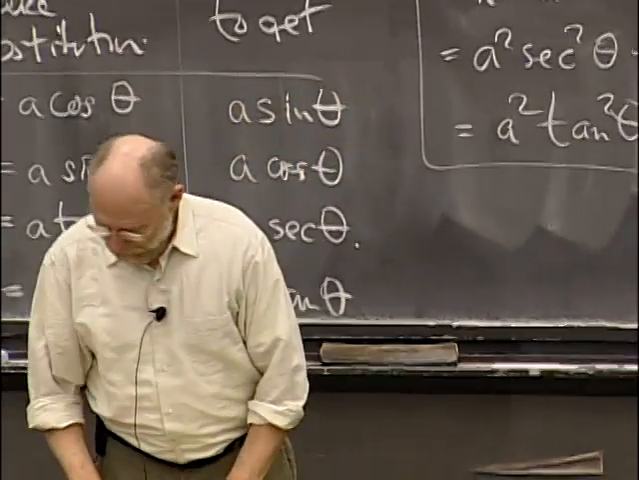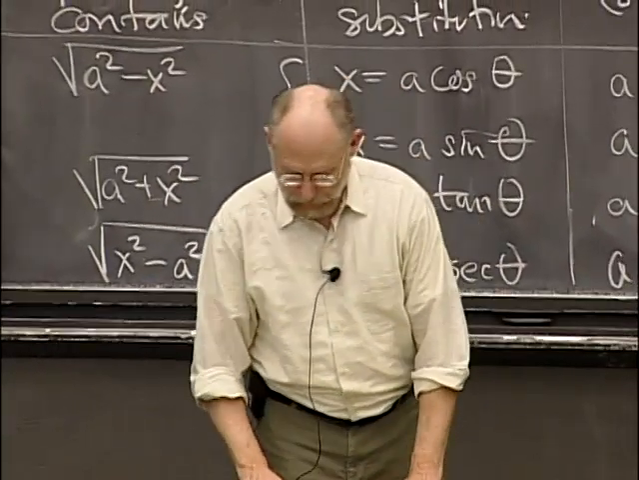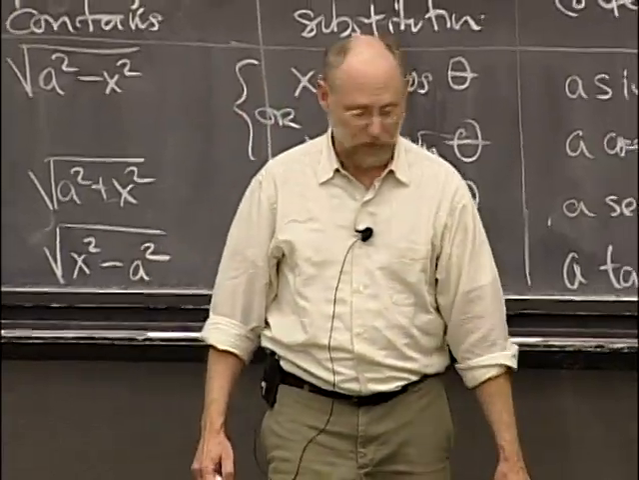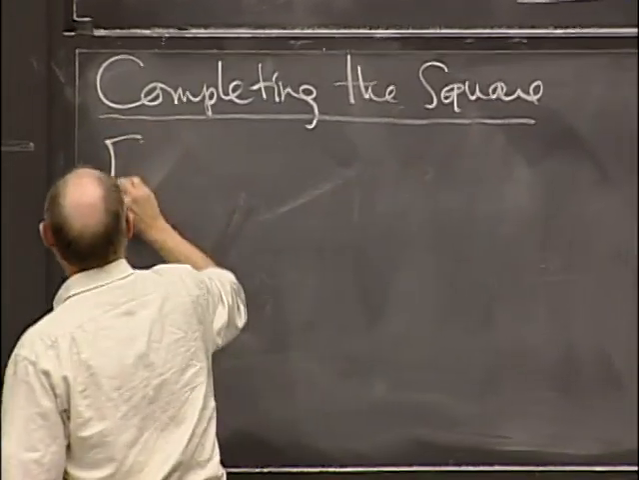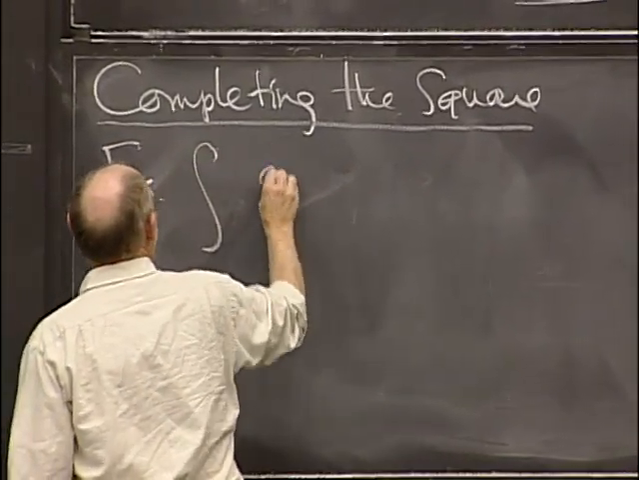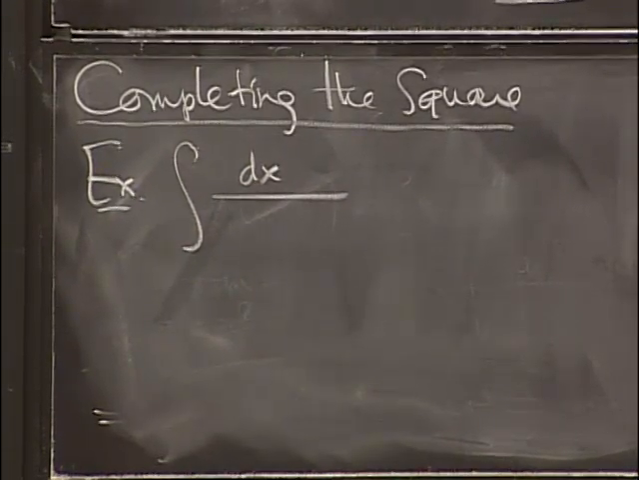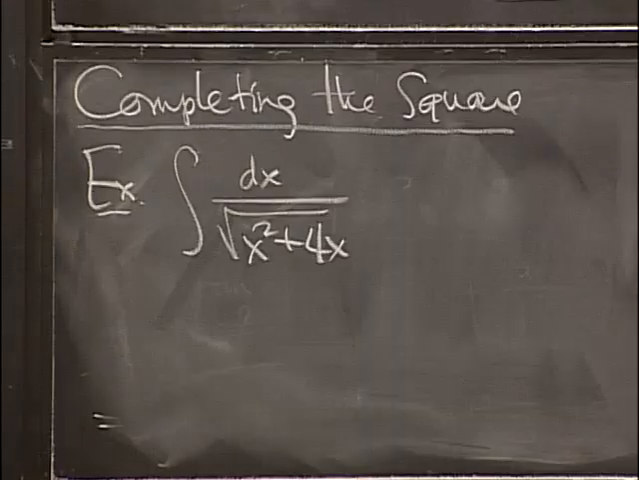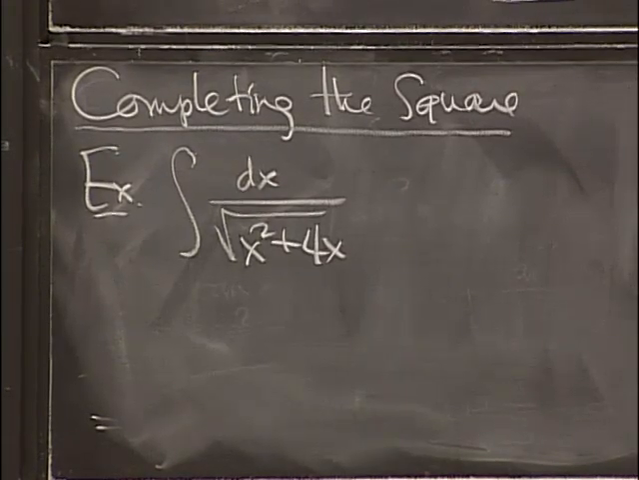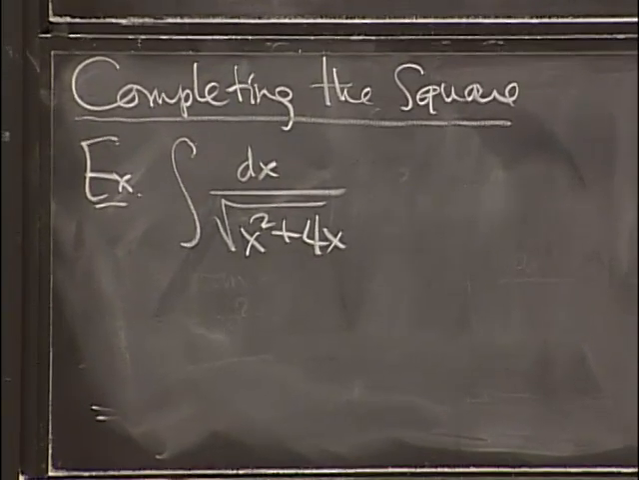I don't actually have time to show you an example of how this comes out in a practical example, but it does happen quite frequently. And so I want to show you how to deal with things like the following example. Let's try to integrate dx over the square root of x squared plus 4x. So there's a square root of some quadratic. It's very much like this business, but it isn't of any of these forms.